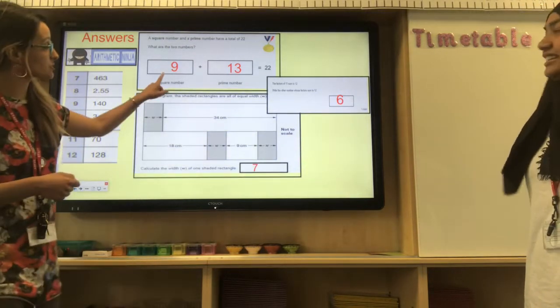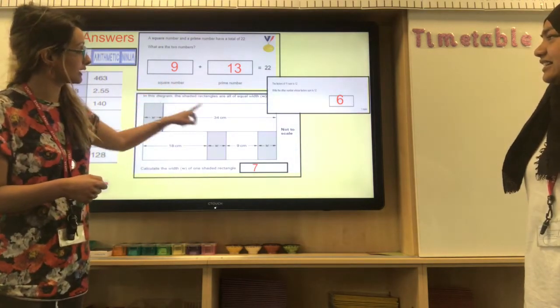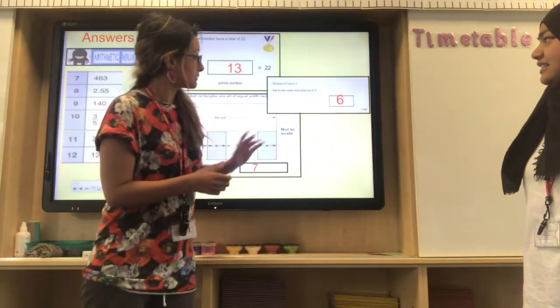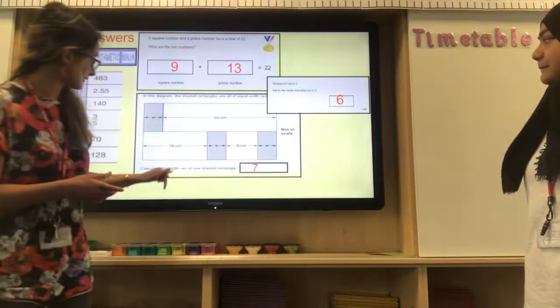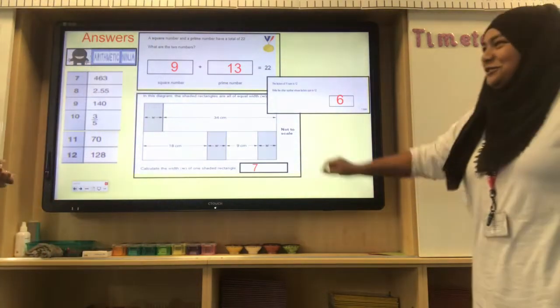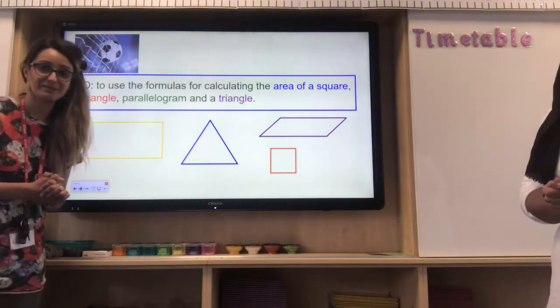These questions here, a square number and a prime number that added together gave you 22, would be 9 as your square, 13 as your prime, to give you that 22. The other number whose factors were 12 was 6, and calculate the width of one shaded rectangle, it was 7. I'm not going to ask you to model this question now. It's quite tough, that one. It is quite tough.